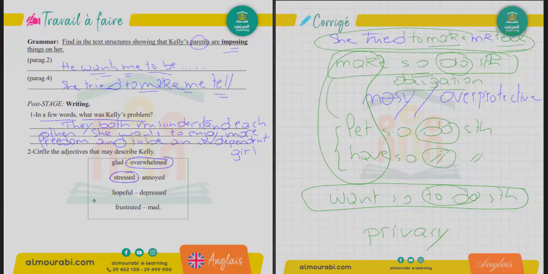True, she's stressed. Is she annoyed? Yes. Fed up? Yes, she's annoyed, she's fed up. Is she hopeful? No. Is she depressed? Yes, she's depressed. Is she frustrated? Yes, she's frustrated. Is she angry, mad? Yes, she is mad. All right. So all these adjectives best describe Kelly's situation.